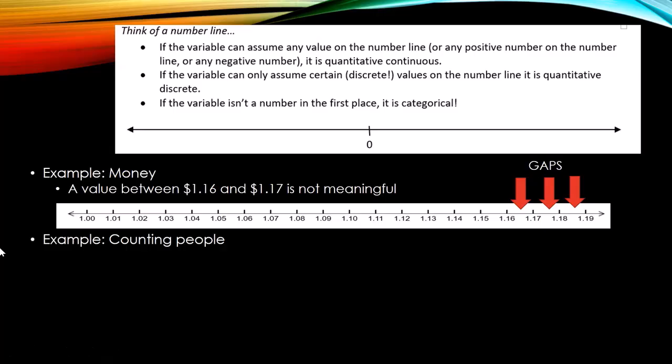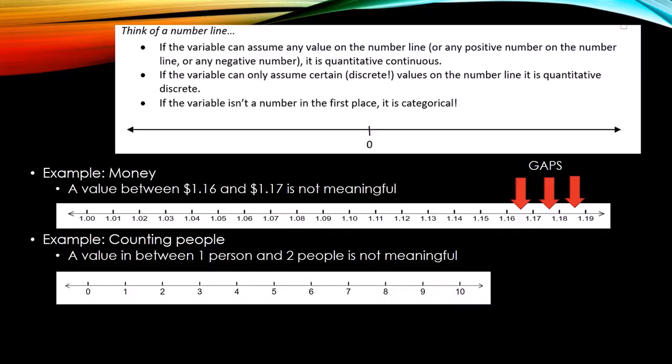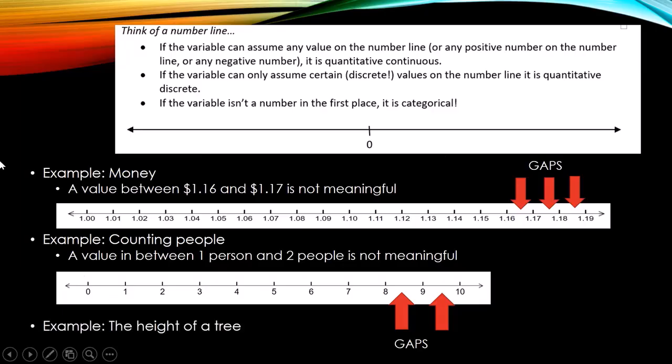Another example is if you're counting people, right? You can't have half of a person. So a number line for counting people would look like this. And again, there would be gaps in between your whole numbers that are not meaningful. Now the example of the height of a tree. Height is a measurement. So anytime you're measuring something, you will not have gaps in your number line. It would look more like this, where you have this smooth, continuous line, and you could literally plot any number you wanted to. Because again, if I'm measuring the height of something, the precision of that measurement is limited only by whatever device I'm using to measure it.